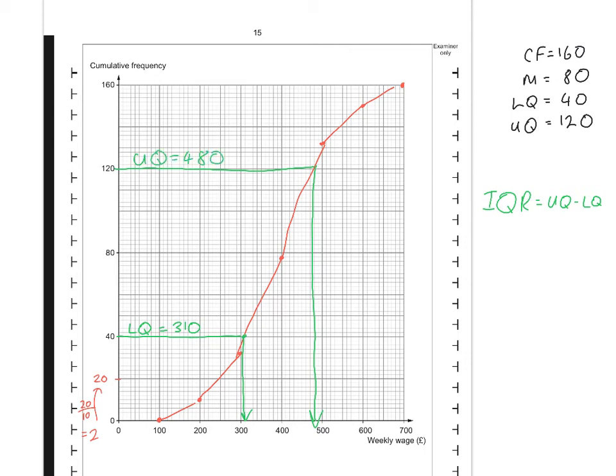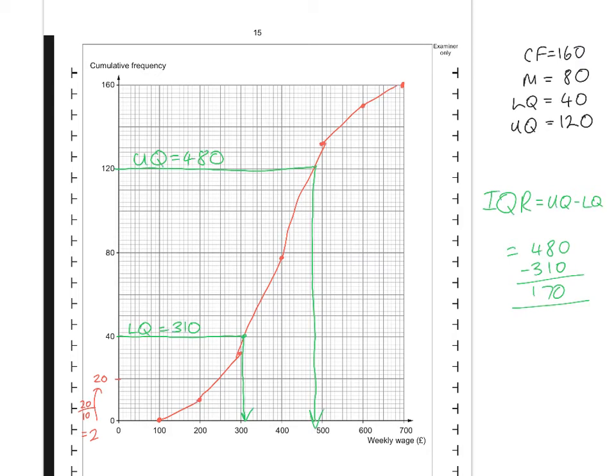Don't worry if you have slightly different answers to me. As long as they're in the same ballpark, that's fine. So you get marks for reading off your graph properly, as long as your graph is reasonably correct. It depends if you did it freehand or with a ruler. So now I'm going to say that is 480, take away 310: 0 take away 0, 8 take away 1, 4 take away 3. So my answer is 170.